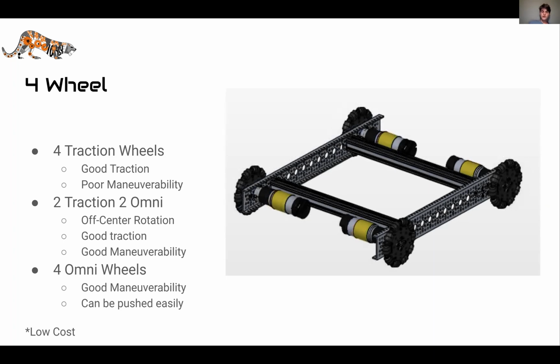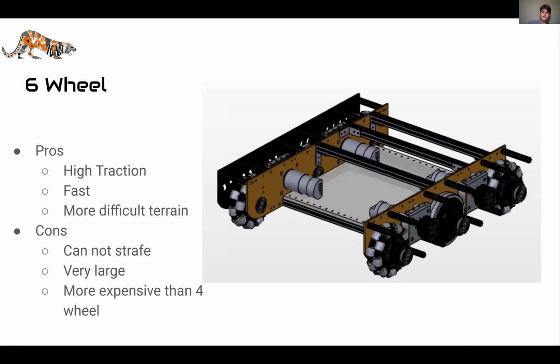And these are some of the different variations. So earlier was the two traction, two omni variation. These are the four omni variation. And this is six wheel.